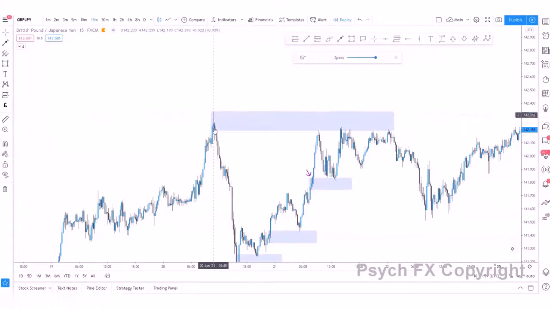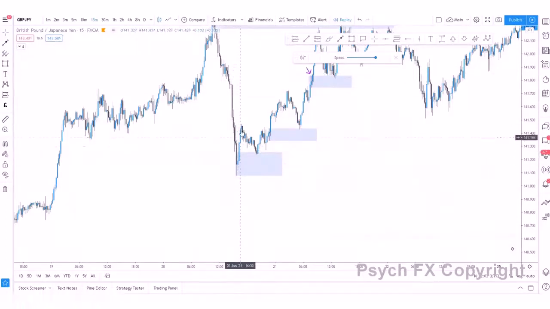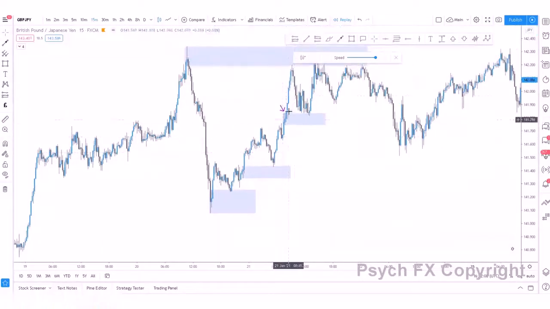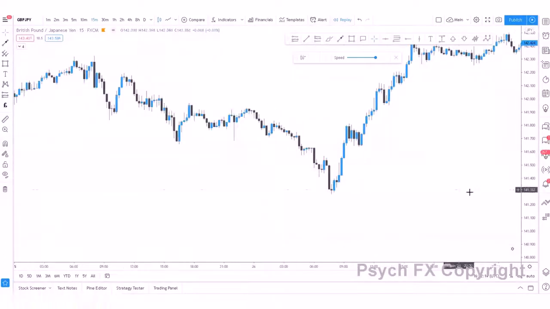We have a nice move. We have this followed by a nice down move. We have this doji followed by a nice up move, doji followed by up move, dojis followed by up move, etc. It's very, very simple. So let's look at a couple more examples and then we will wrap it up.